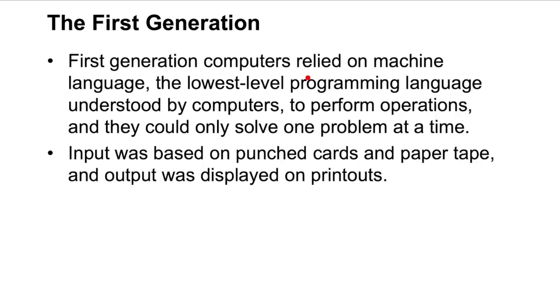These first generation computers relied on machine language, the lowest level programming language understood by computers, to perform operations. They could only solve one problem at a time, so they did not have much computational power, and to program them you had to know every nitty-gritty of the computer. It was not as easy as with modern computers, where anybody can just come and program. Machine language is very difficult and complex to implement for everyone.